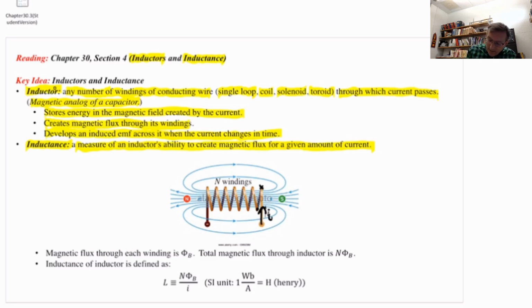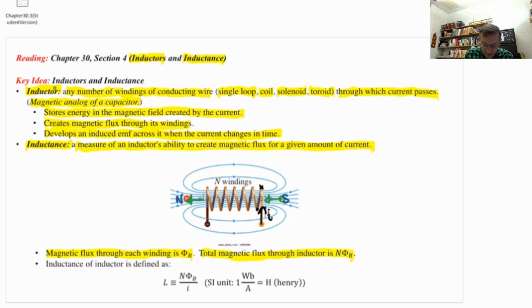In general, they are coming out at that end, and going in at that end. So the left end acts kind of like a north pole of a bar magnet, and the right end, in this case, acts like a south pole. So we definitely have magnetic flux through the windings here. Okay? Let's say the magnetic flux through each winding is an amount phi sub B. So the total magnetic flux through the whole inductor is capital N times phi sub B, because I am assuming I have a uniform magnetic field and I've got the same amount of flux through each winding.